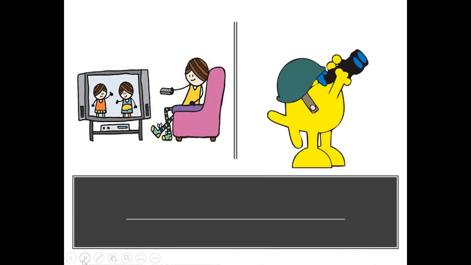Next group of pictures, what do you notice or see? Well, in the first picture, I notice a girl is sitting down watching TV. In the second picture, I notice a cartoon character is looking through binoculars. So, how are these pictures the same or similar?